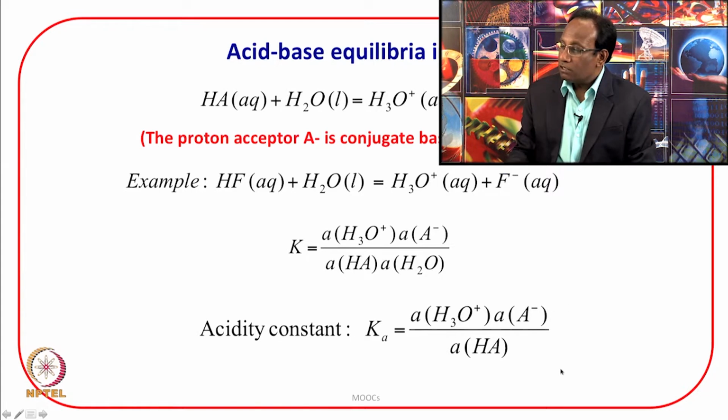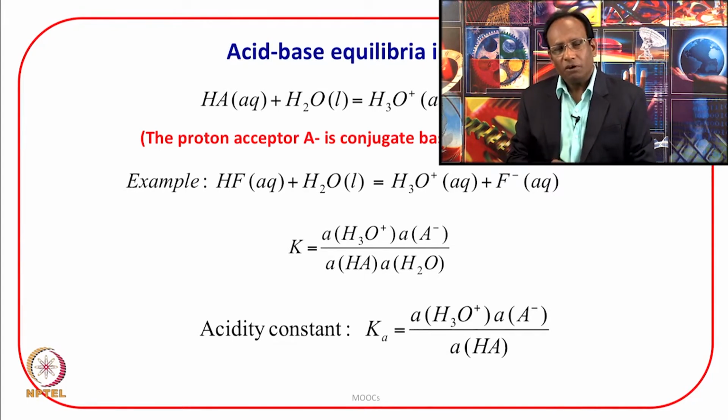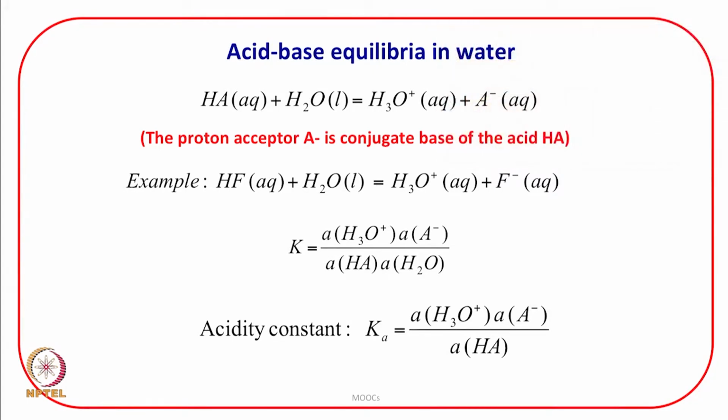Acidity constant is a very important quantity, because this acidity constant, as we will realize later on, gives us information on the proton donating power of a molecule. Let us discuss further how it gives information, but before that, now let us consider a base.